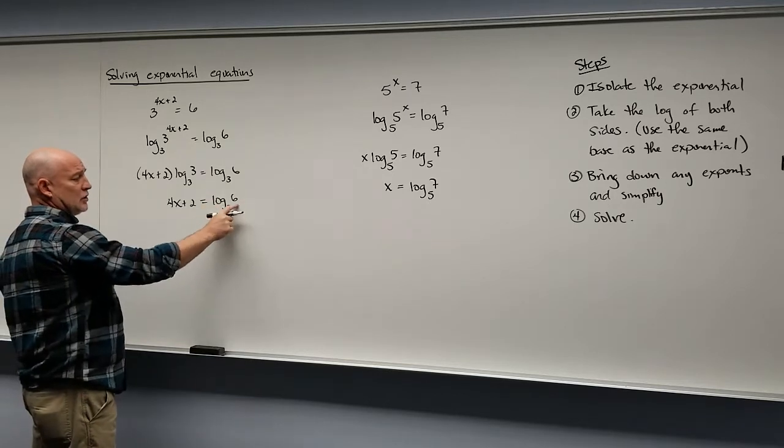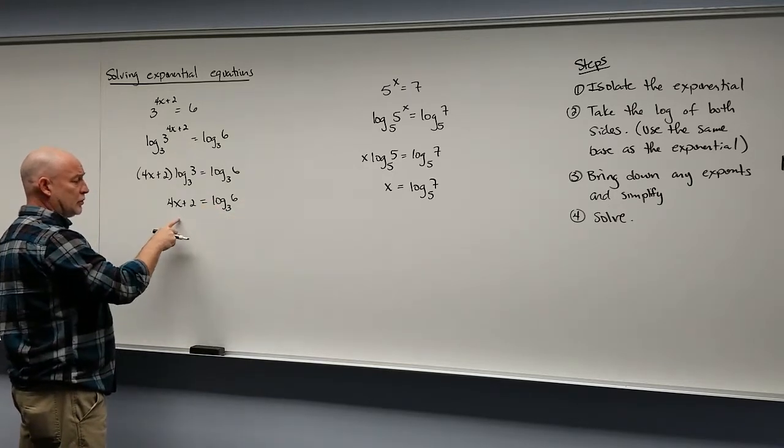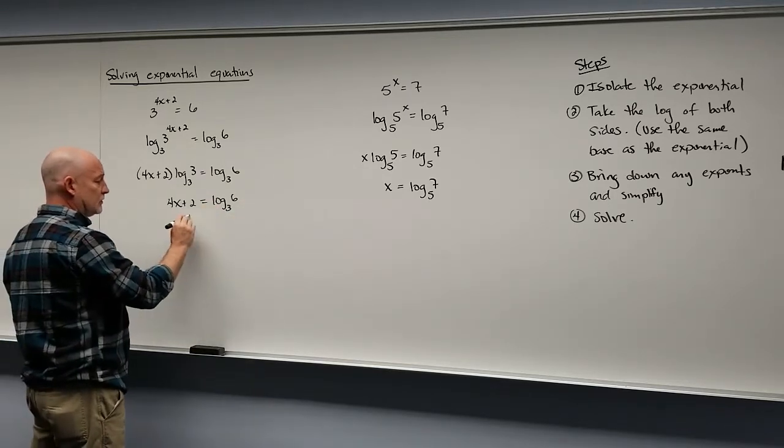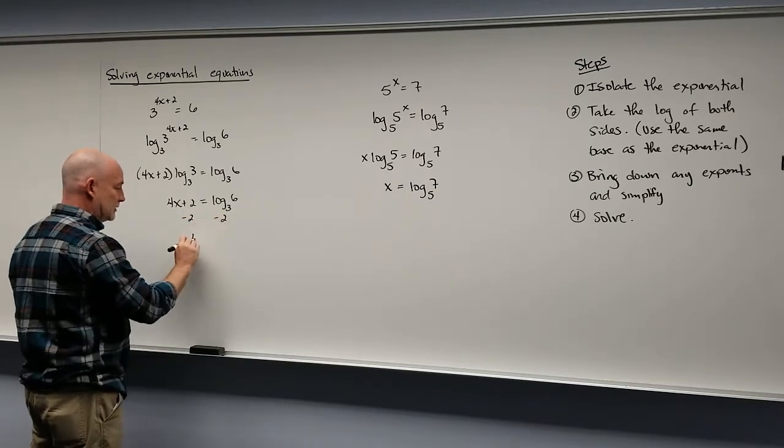Now remember, this is just some number. It's just a number, I'm not sure what it is. This is just a linear equation. So let's subtract 2 from both sides.